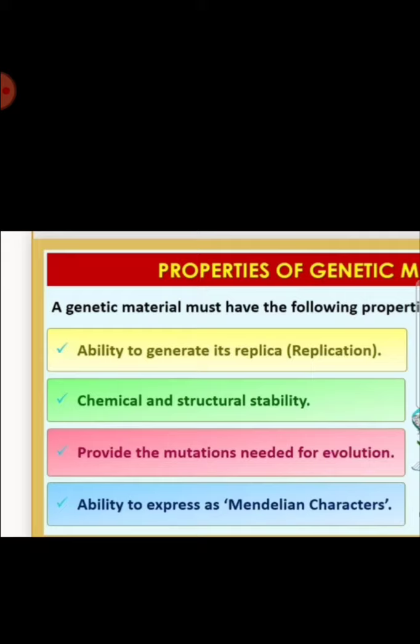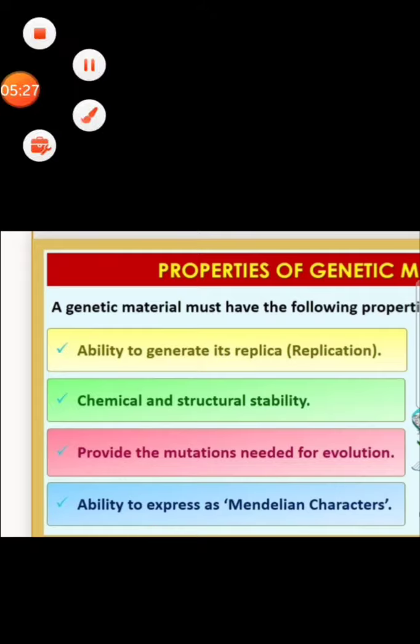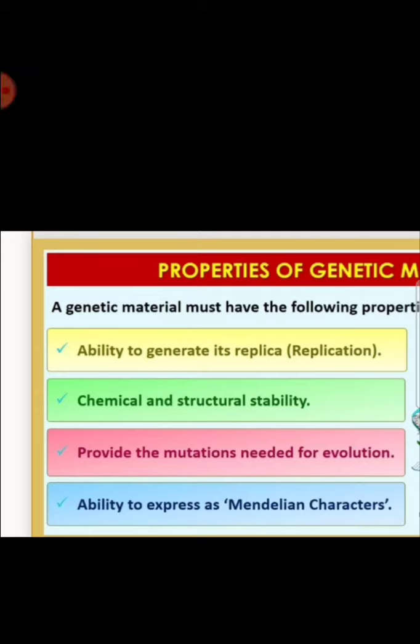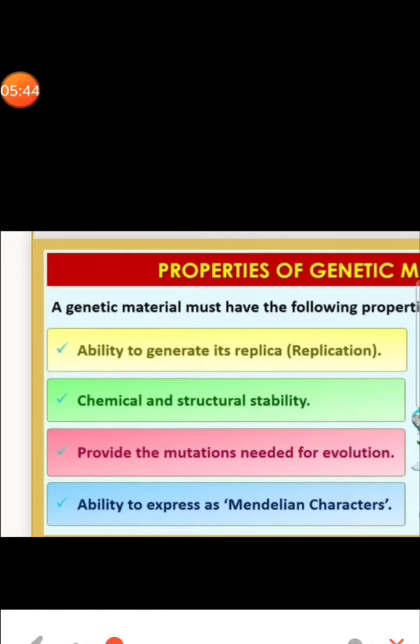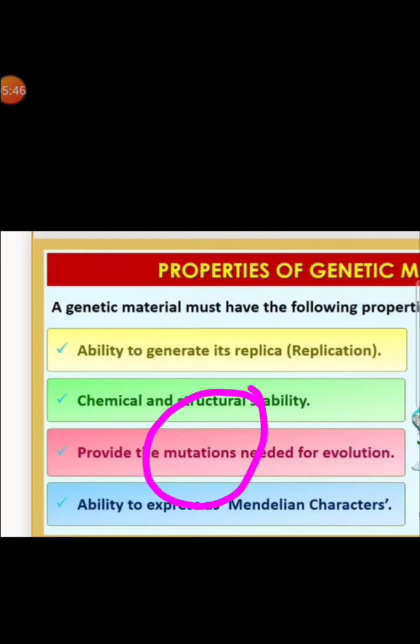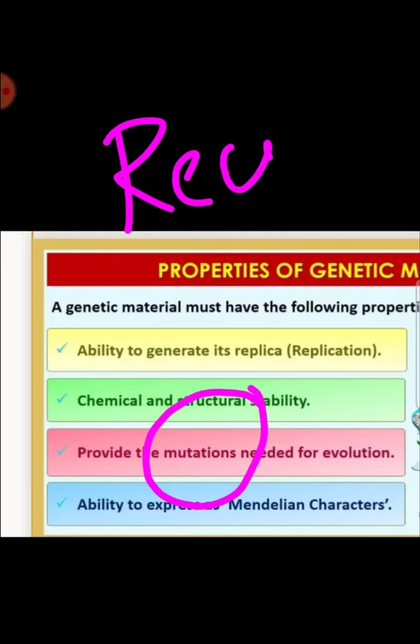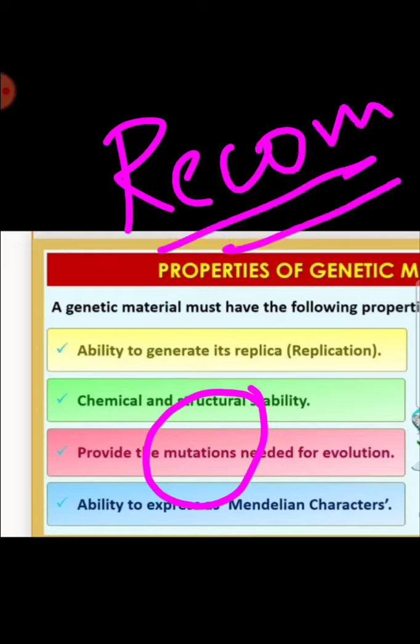Next, provide the mutations needed for the evolution. What does that mean? As we have studied before, when we were studying the evolution and recombination topics, and when we were studying the mutation topic, we studied that mutation and recombination will lead to a new generation, new kinds of species.